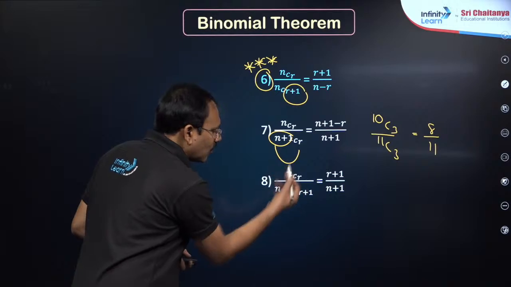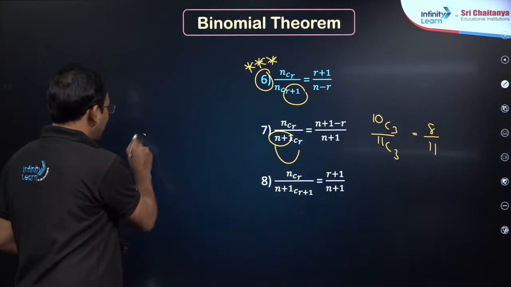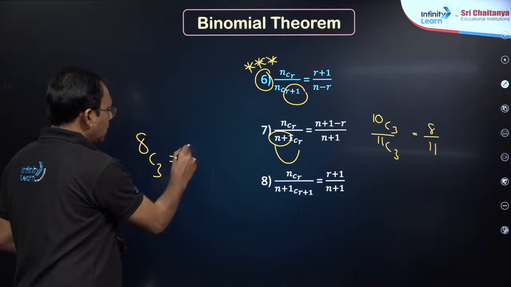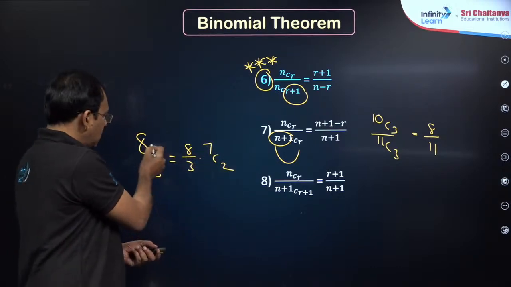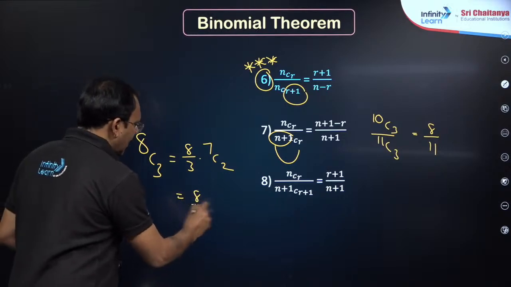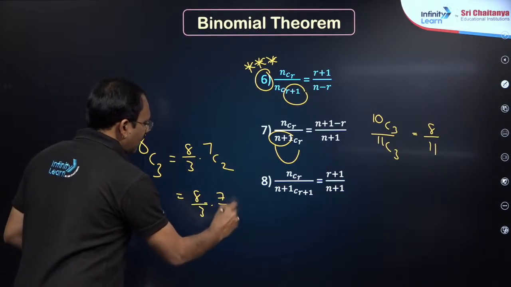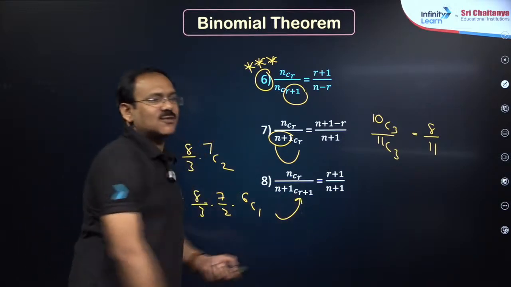So next, NCR by (n plus 1)C(R plus 1), dear students. Here n one more, r one more, the answer is (n plus 1) by (r plus 1). Mostly, my dear friends, 8C3 you can write like 8 by 3 into 7C2. You reduce n and r by 1. For example, you can also write 8 by 3 into 7 by 2 into 6C1. That is nothing but this formula, dear students.